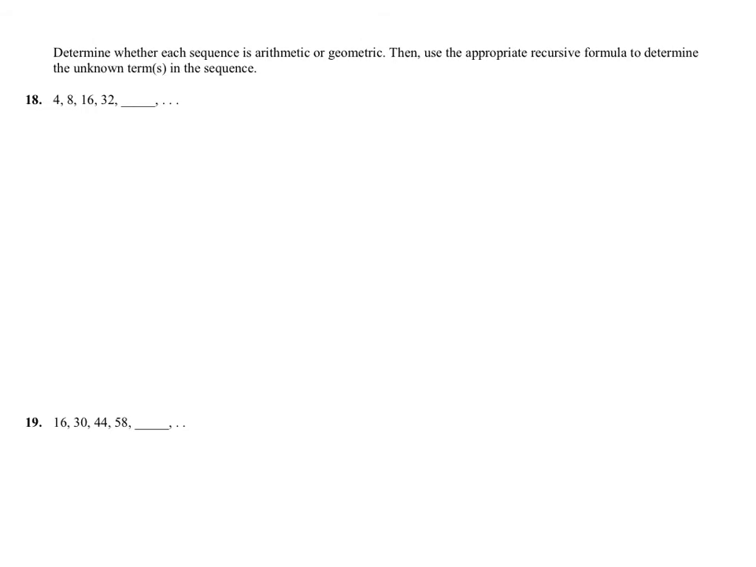All right, let's do one more. Determine whether each sequence is arithmetic or geometric, then use the appropriate recursive formula to determine the unknown terms in the sequence. Remember, recursive formula just means you're going to use the previous term to get that next term.